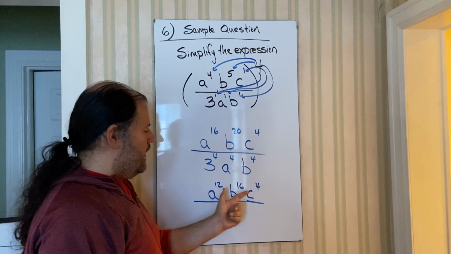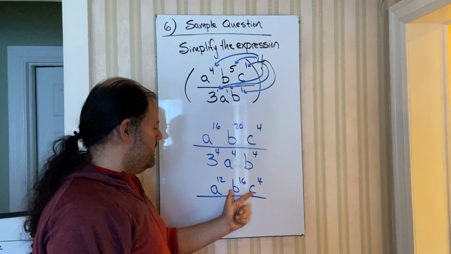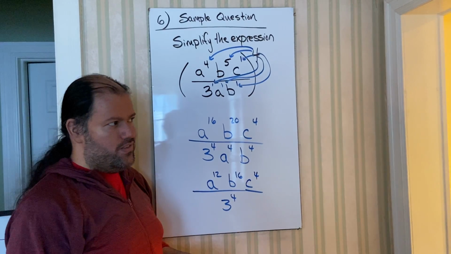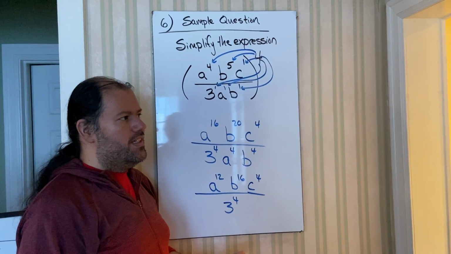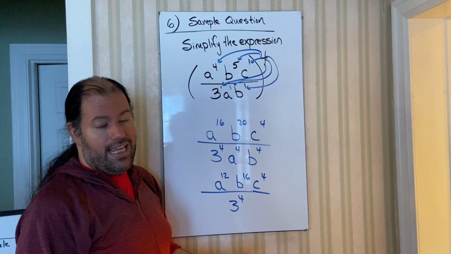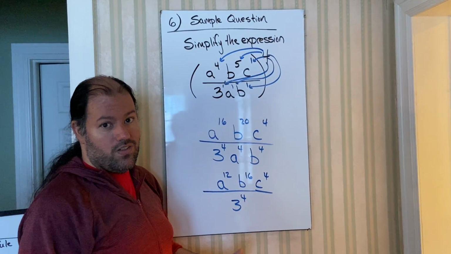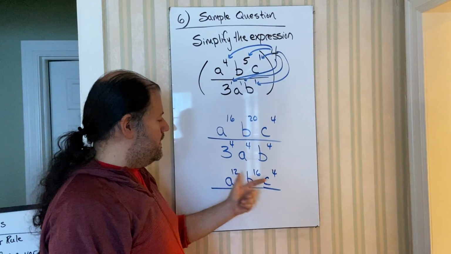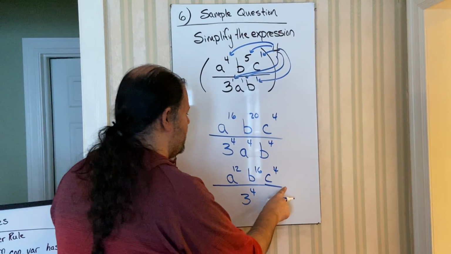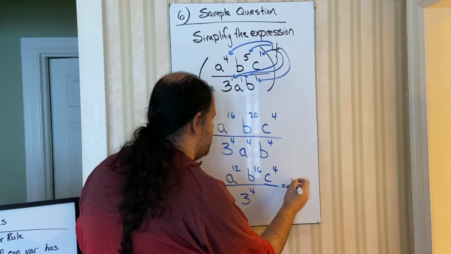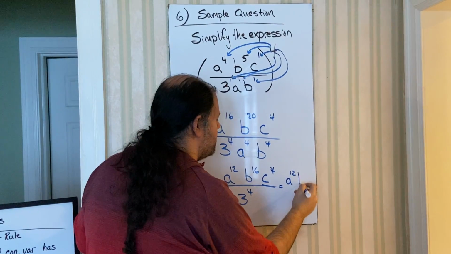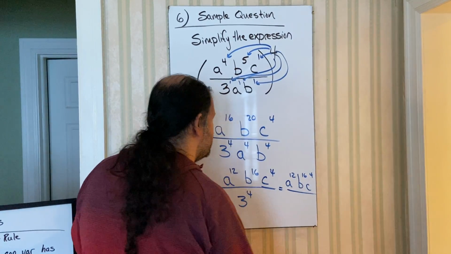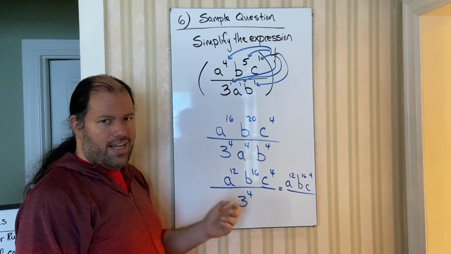So now we don't have any like bases. A, B, C, 3. They're all different from each other. So we are done step 3. We asked those 2 questions. Finally, step 4, simplify any numbers like coefficients or constants, if possible. They're all variables, so I can't really simplify any of these. So I'm going to keep it as A to the 12th, B to the 16th, C to the 4th. But notice, this down here, I can simplify that.